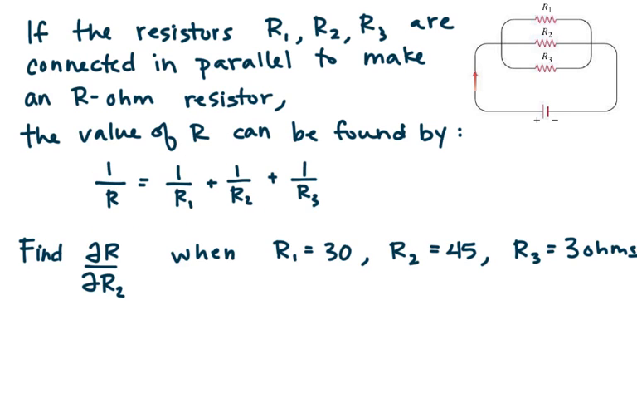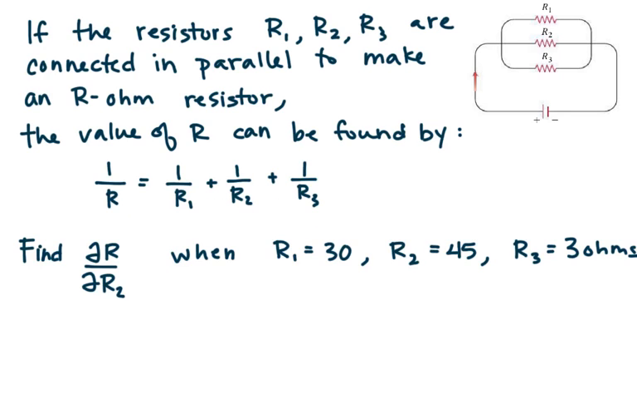1 over R equals 1 over R sub 1 plus 1 over R sub 2 plus 1 over R sub 3. We want to find the partial of R with respect to R sub 2. So don't get that confused with a higher order derivative. That's a subscript or an index value. So we want to find that partial when we know the values of R sub 1, R sub 2, and R sub 3. And of course, resistance is measured in ohms.